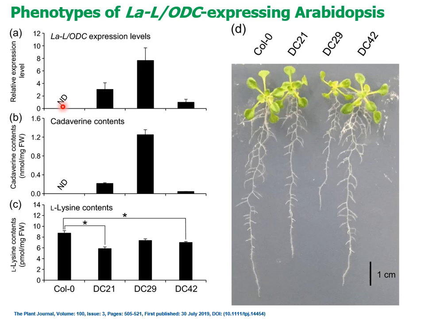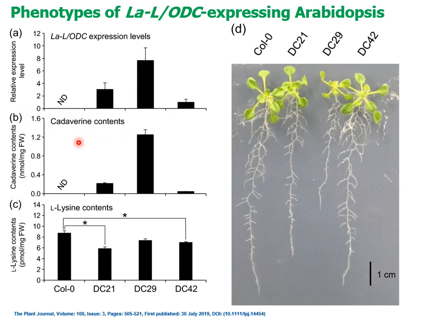Arabidopsis doesn't have LODC. Compared to that, DC21 had a low level, but expression is there, so we can see LODC is expressed. DC29, the line which showed the most shortening phenotype, had the highest level of gene expression, and DC42, which had the least shortening effect, had the least expression. So what does it suggest? It suggests that the phenotype is correlated, following the same pattern as expression.